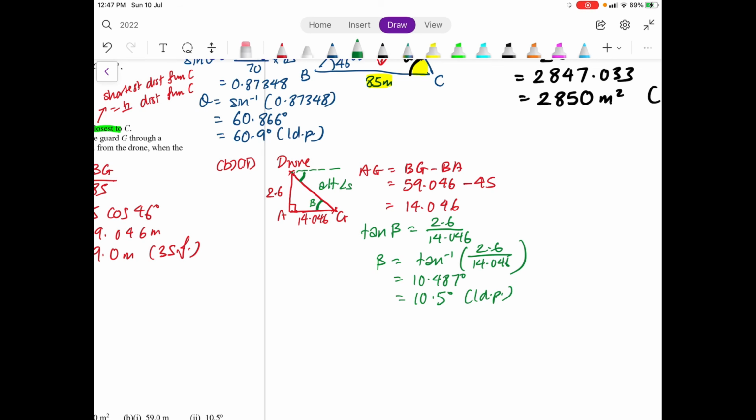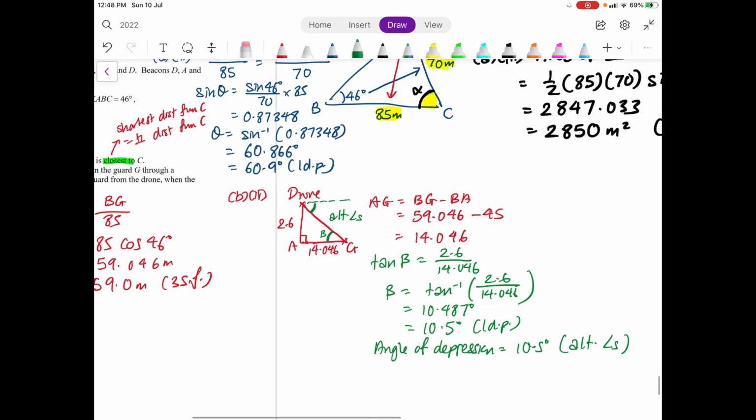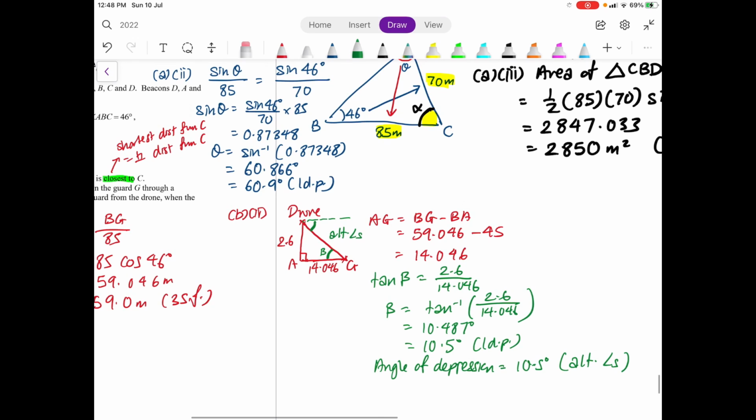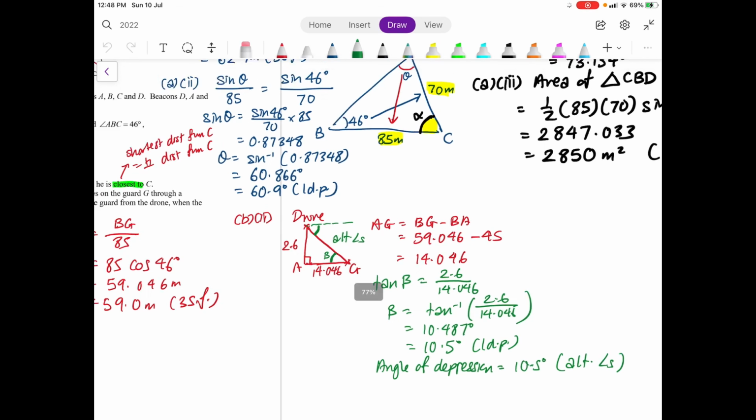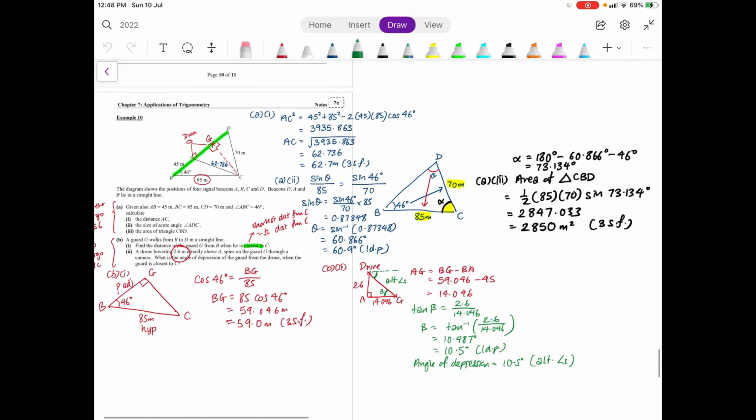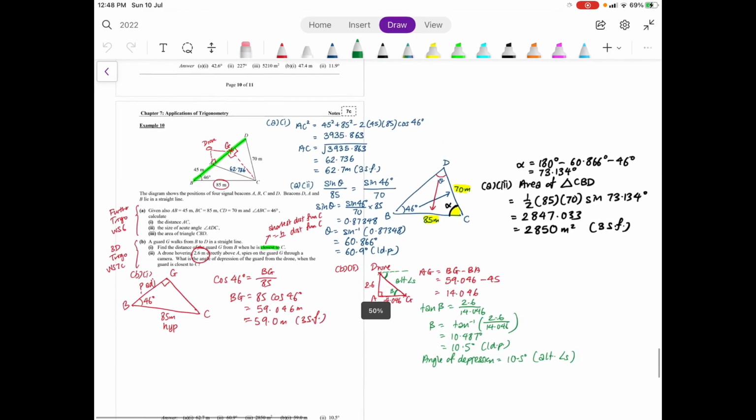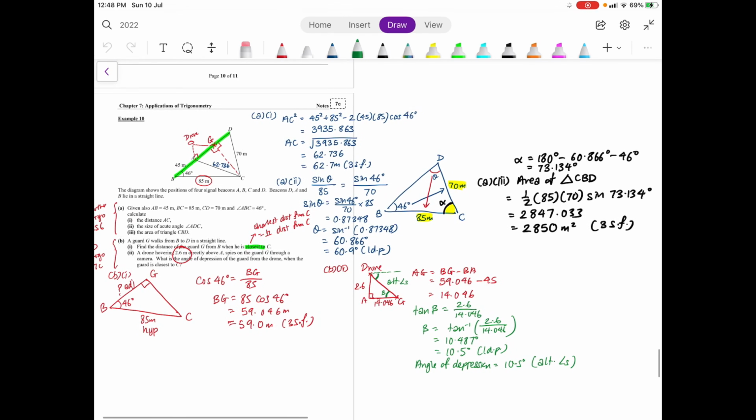Because beta is 10.5, I will say angle of depression equals 10.5 degrees. Then you must explain because it's alternate angles. Because beta is at the base of the triangle, but the angle of depression is at the top, so you must explain through alternate angles. Okay, that's the end for this example and the end for this worksheet.